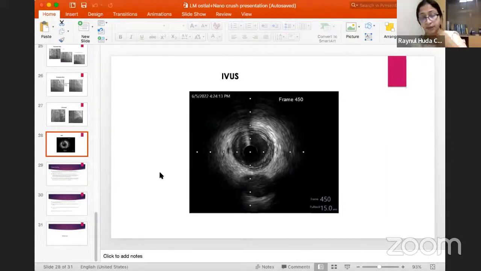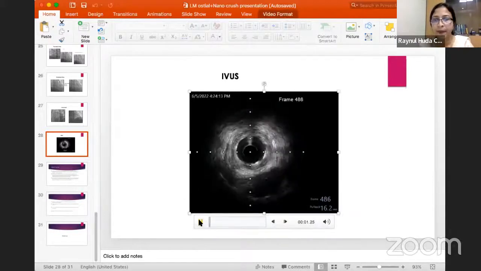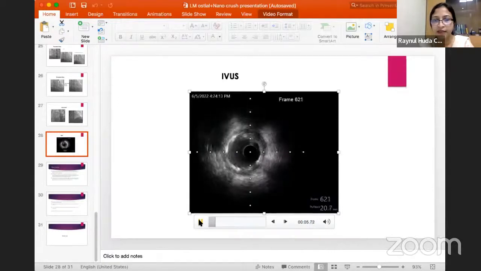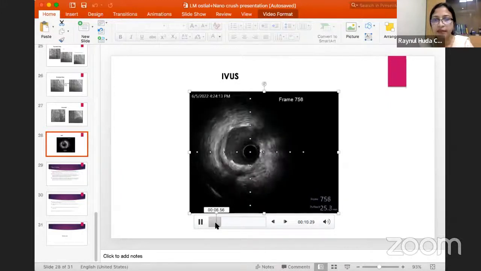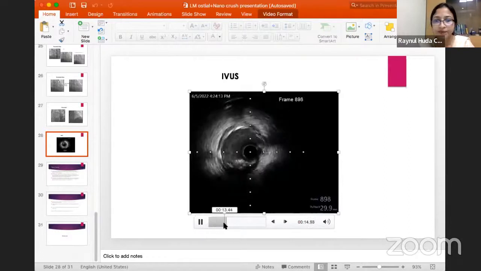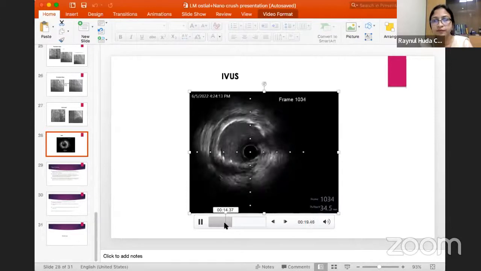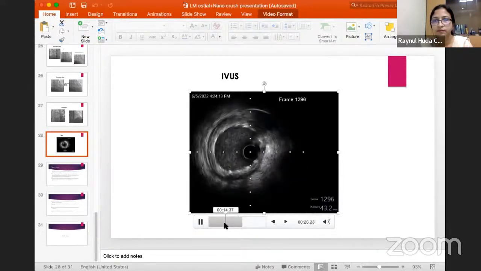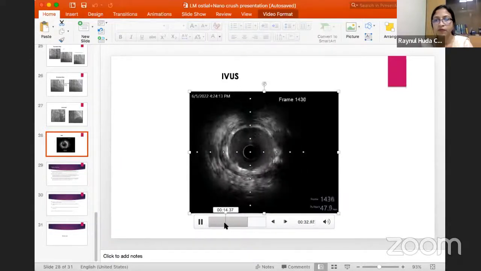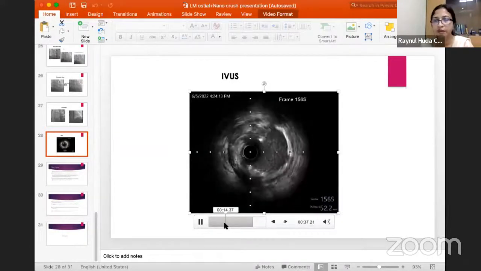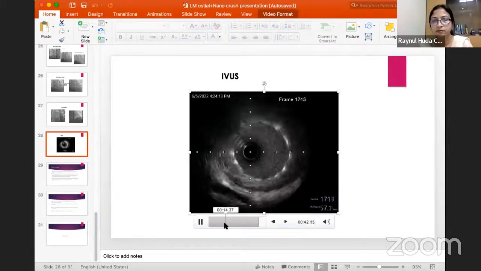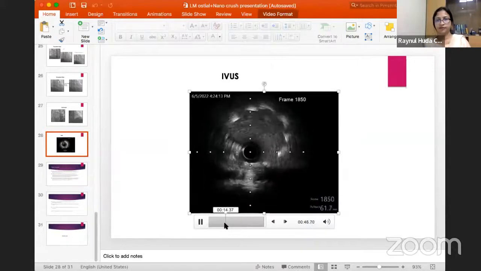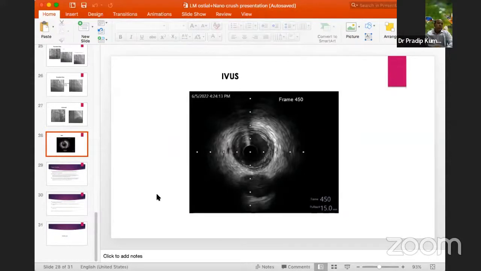Okay. In my second case, this is our post procedural IVUS, and it was shown that the left main is 3.5 only, and there is no under-expansion of the stent in the left main. We did post-POT with a 4.0 balloon at high pressure. That's great.